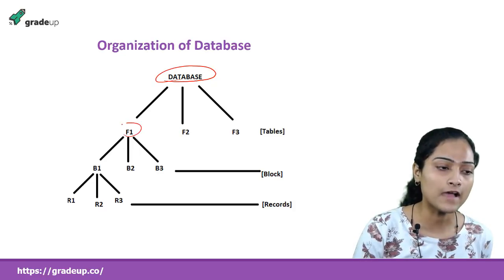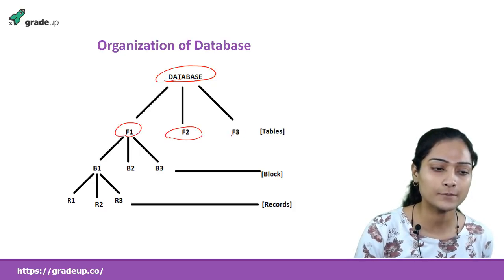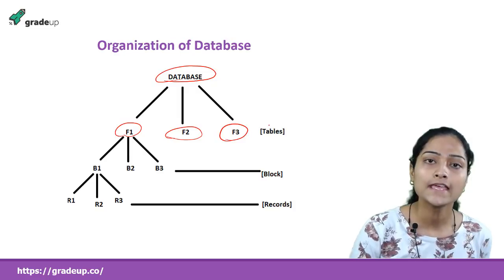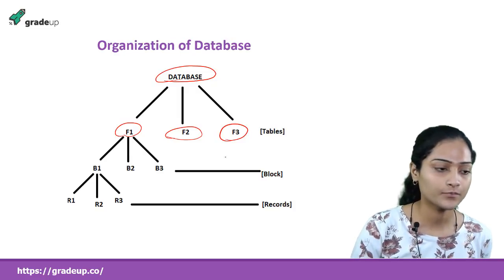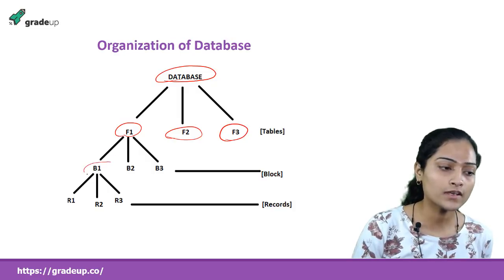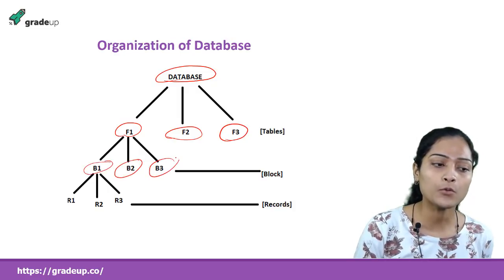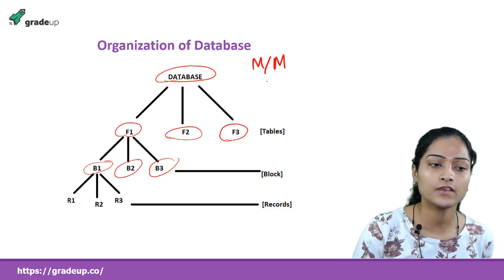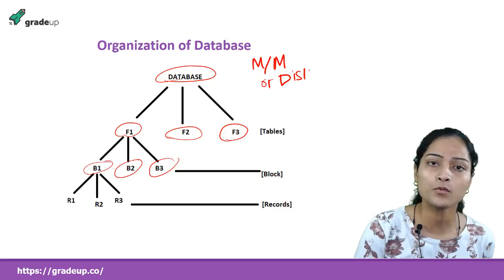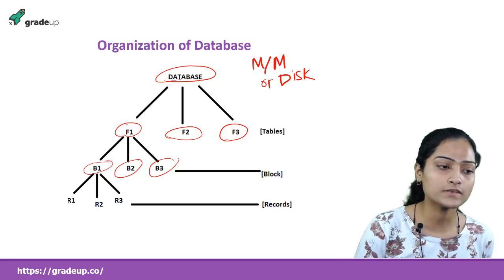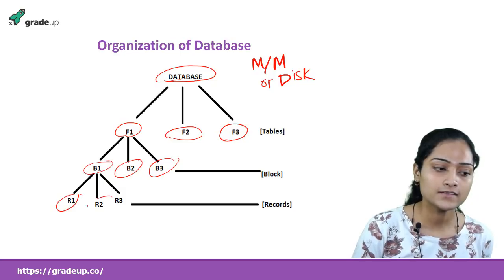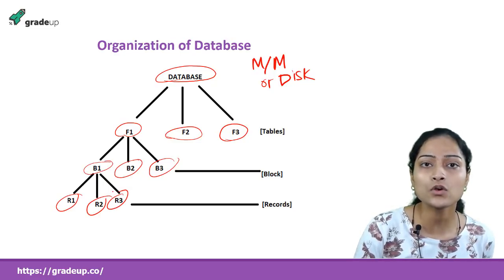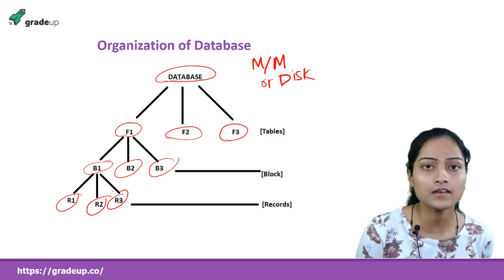Then there are some files in that particular database, F1, F2, F3. These files are known as tables in our database system. These files are stored in blocks. You know the memory is divided into blocks. The basic memory, or the disk, is divided in the form of blocks, and these blocks store files. These blocks again store records, and records, you know the basics, are the tuples in our tables.